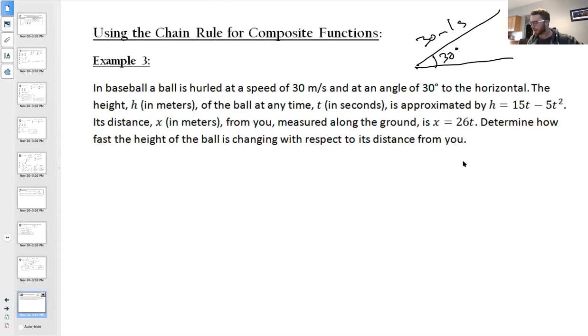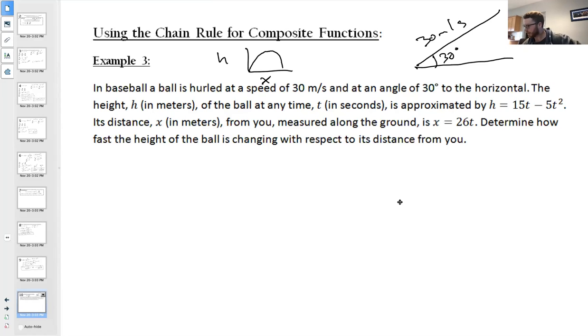So if we wanted to plot this on a graph, like really crudely, if we had h on the y-axis and x, so in our variables here we have h is in meters, and that's going to be our height, and x is our horizontal distance. Okay, so as it's thrown, its height is going to go up, and then of course it's going to come back down eventually, right?